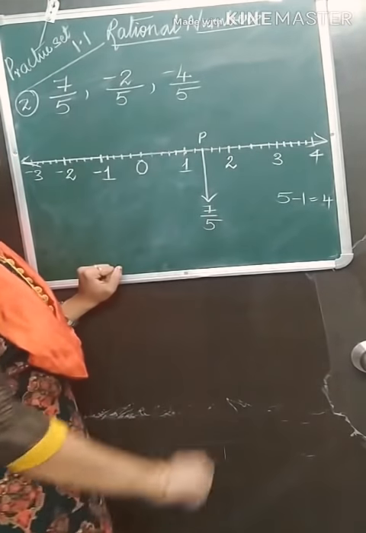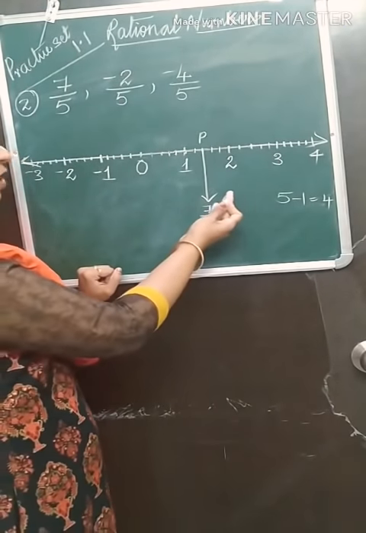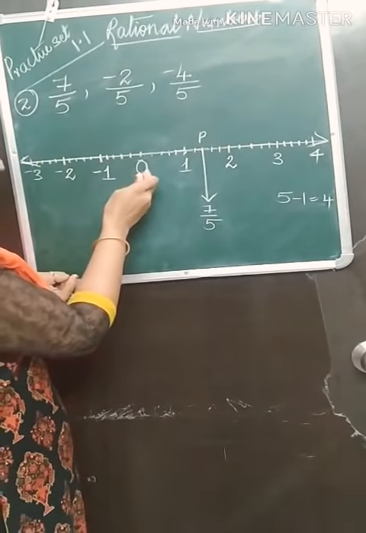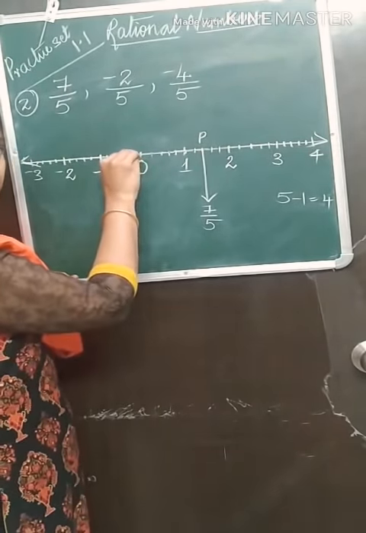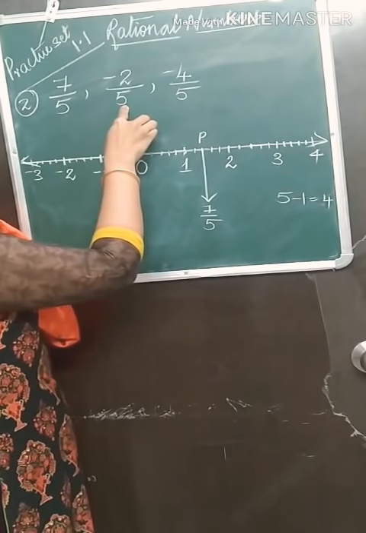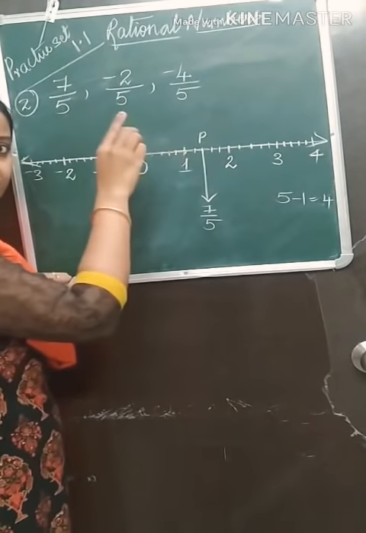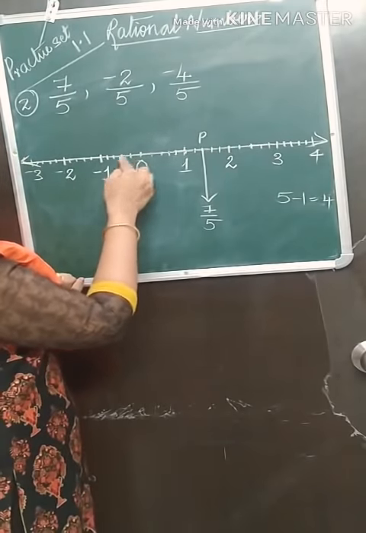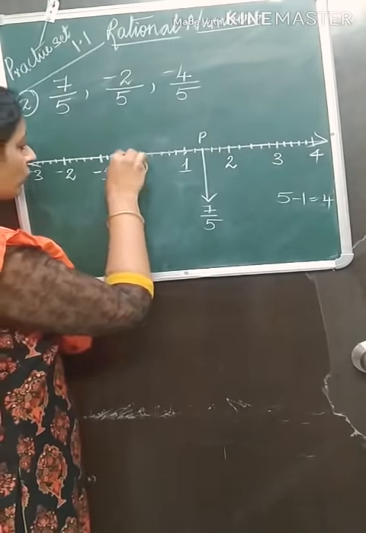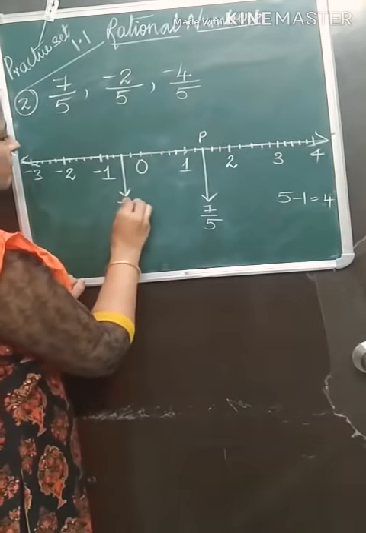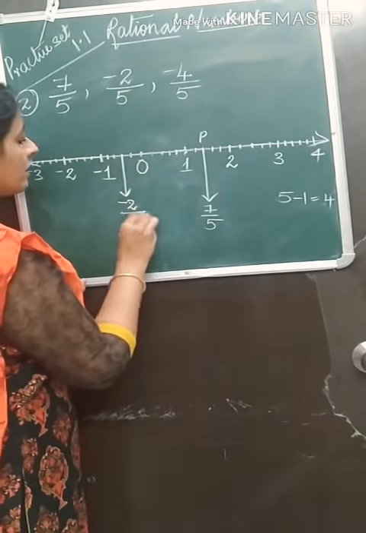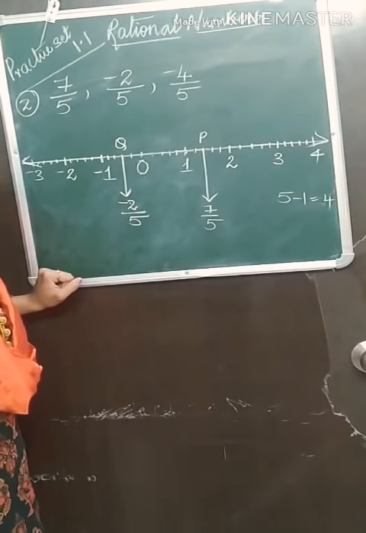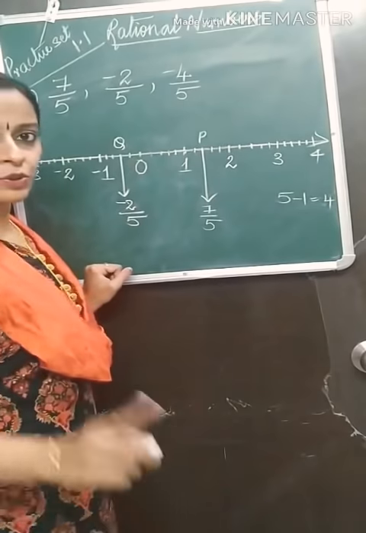Same way, minus 2 upon 5. Minus 2 means you will plot it on the left side of 0. Again, let us start from after 0. The next dot will be minus 1 upon 5. If the denominator is 5, then 1 upon 5. So, minus 1 upon 5, minus 2 upon 5. So, this is what you want. Minus 2 upon 5. Highlight it. Give it a name. I'll give it as Q. Understood? Okay.